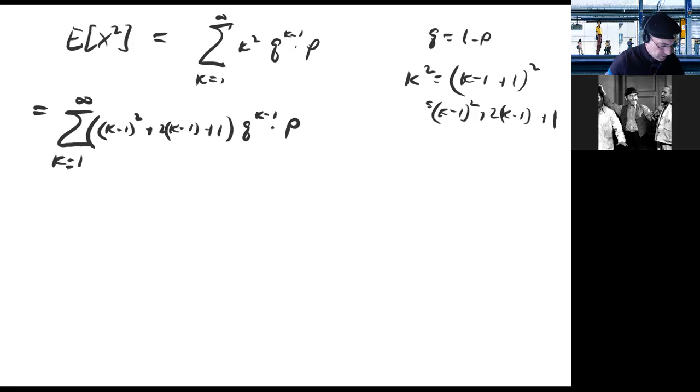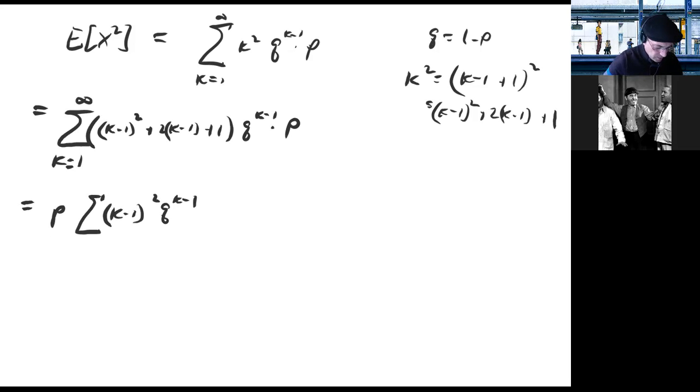And that I'm going to break up into three terms. There's the first term involving the (k minus 1) squared. I'm going to bring a p through the summation. So it's p times the sum of (k minus 1) squared times q to the k minus 1.